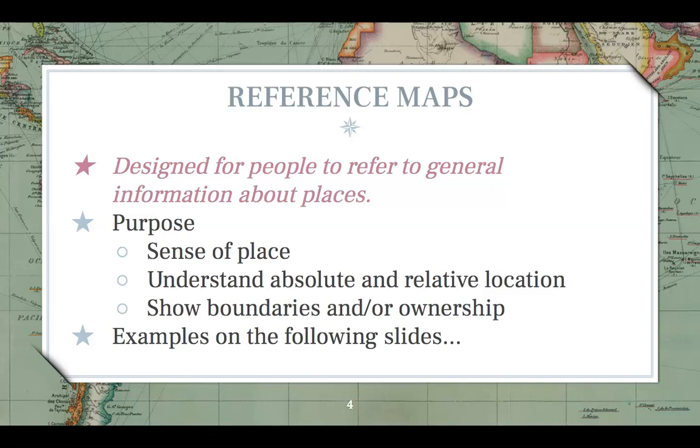The second point, understand absolute and relative location. Absolute location is the exact spot where you stand or where a building is. Relative location is something that you're near. We're going to work with those more in class, but that's just to explain that.